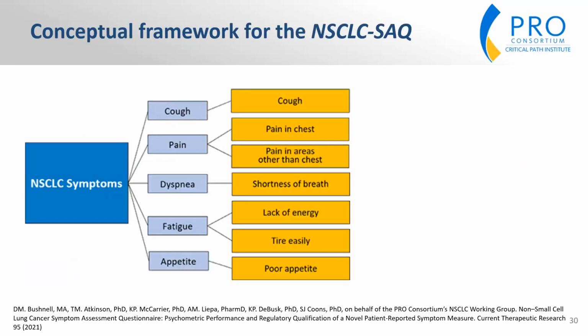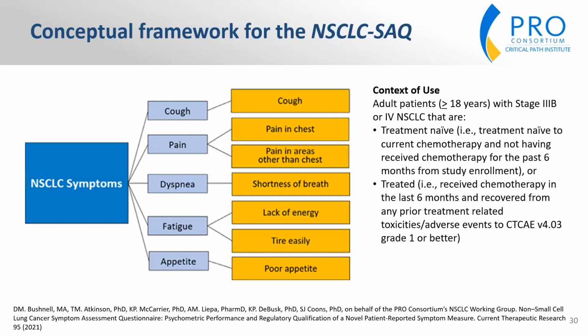So, a brief overview of the instrument itself. Here's the conceptual framework of the non-small cell lung cancer SAQ. It is a 7-item instrument that covers areas of cough, pain, dyspnea, fatigue, and appetite. The items are scored from 0 to 5. The total score goes from 0 to 20. And the context of use is for adult stage 3B or 4 non-small cell lung cancer patients that either are treatment naive or have already been treated. And again, this work has already been published and the reference is below.